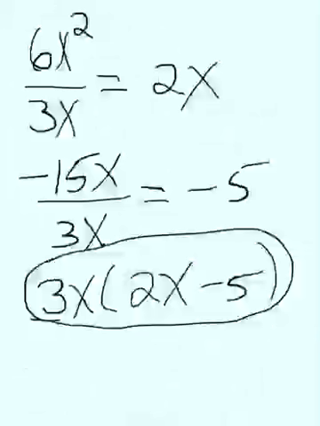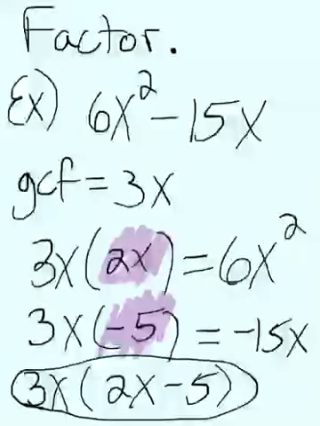For that initial problem, 6x squared minus 15x, could you also use negative 3x as your GCF? That would have worked also? And you would receive the same answers? It would look a little different, but that would still be correct, yeah. You would also accept that as the appropriate answer?